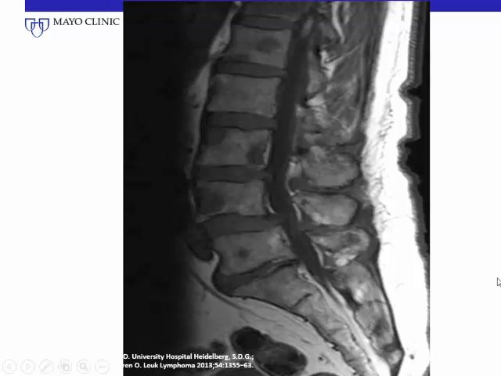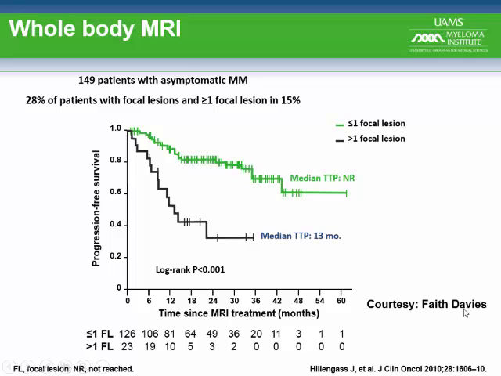So if you have 2 or more focal lesions, you see that the risk of progression is much higher. It's a median time of just 1 year to progress. So it's 40% per year.